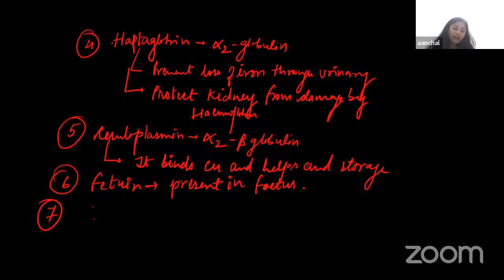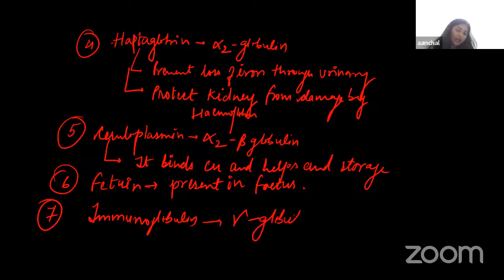Okay, then last we have the very important one, that is immunoglobulin. So it is a type of gamma globulin, and it is also known as antibodies. And as the name suggests, it is important for the defense mechanism inside the body. So this is all about the forms of globulin, right?